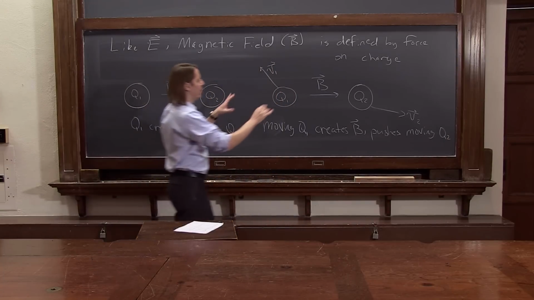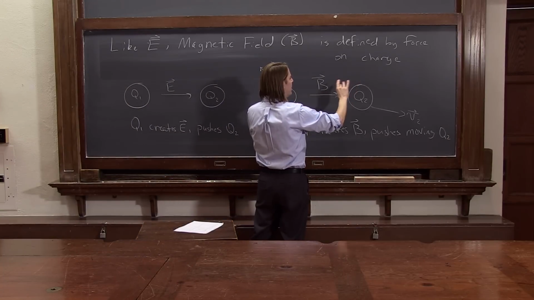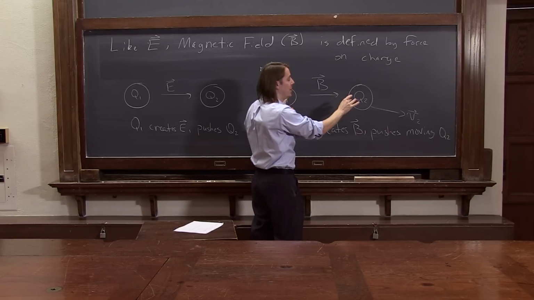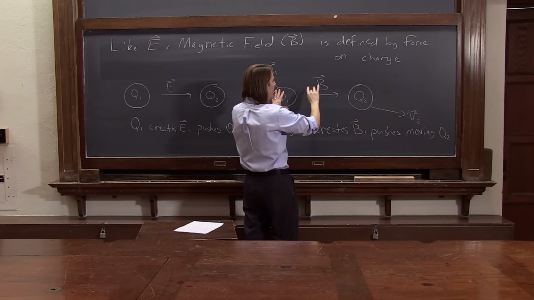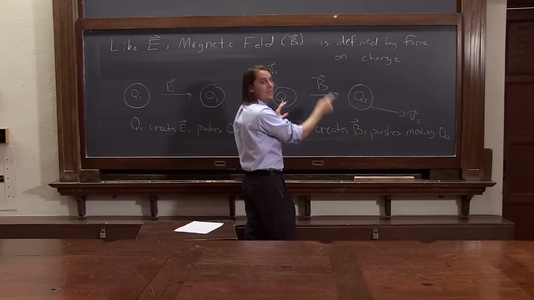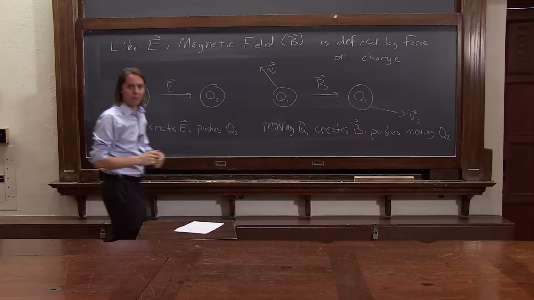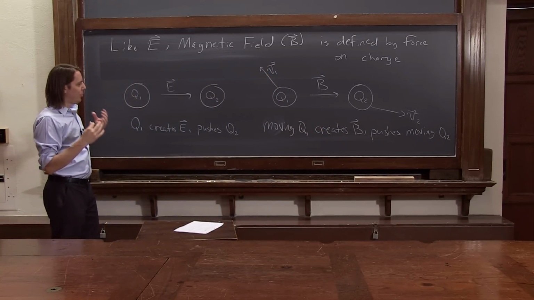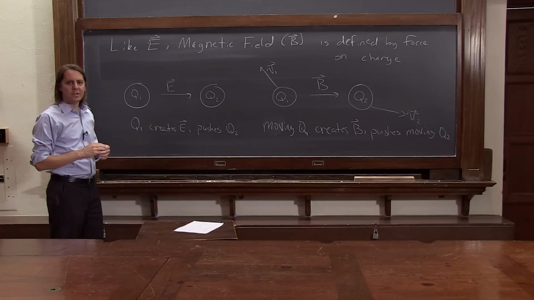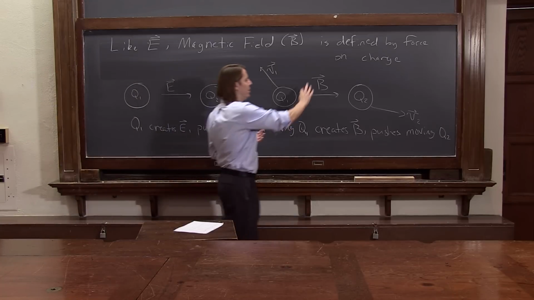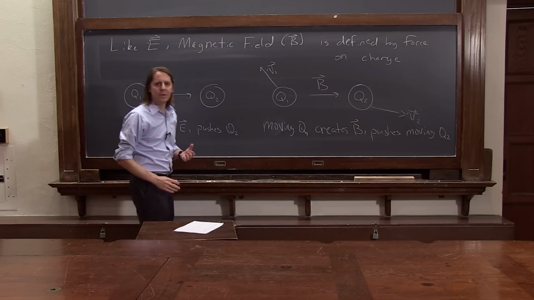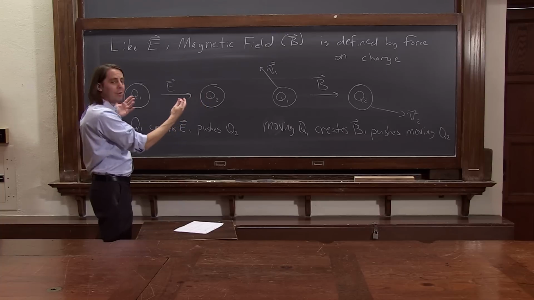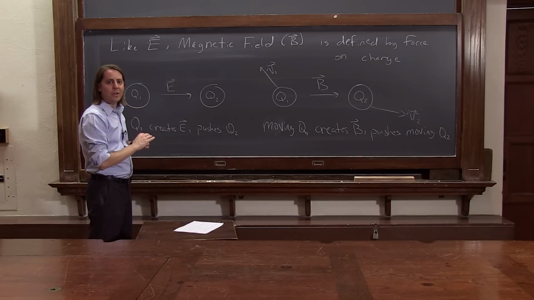If these charges are not moving, you just have the electric field and the electrostatic force. If they're moving, you might also have a magnetic field and a magnetic force, in addition to the electric field and the electric force. So when you let the particles move, the forces change. And the new forces that show up, we describe with a new field called the B field. So the two are very much related. We just don't really introduce it that way.